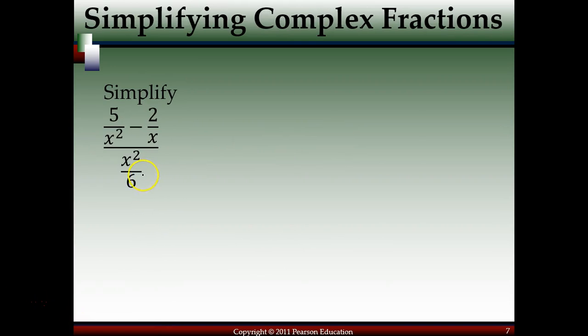All right, so now I'm going to show you again the first method and compare it to the second one in a fraction that is complex, where we're subtracting two fractions in the numerator, and we just have a single fraction in the denominator. So the first method was multiply by the LCD. Let's figure out what the LCD is first.